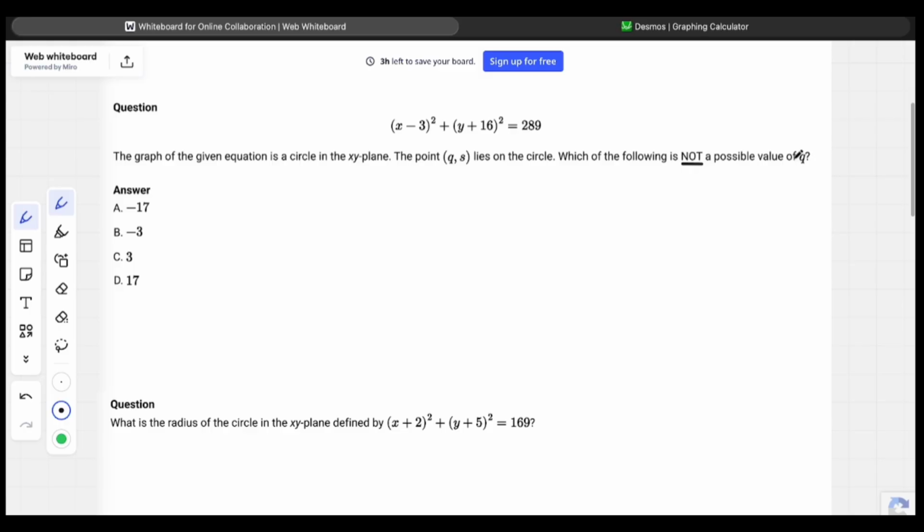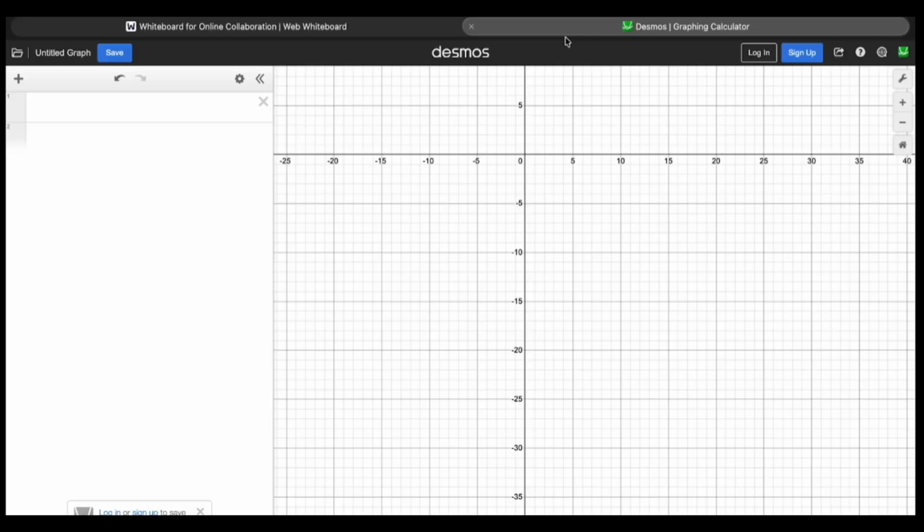So this is basically the exact opposite of what we did in the first question. This is why it's super important that we read the full question, because we would catch this now. It's asking us for the value of q. Q is the exact same thing as we did last time, which is just going to be x. We can plug into Desmos (x − 3)² + (y + 16)² = 289.